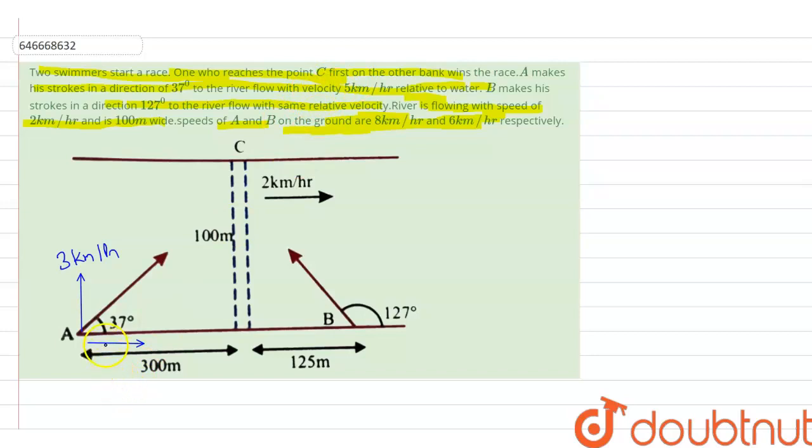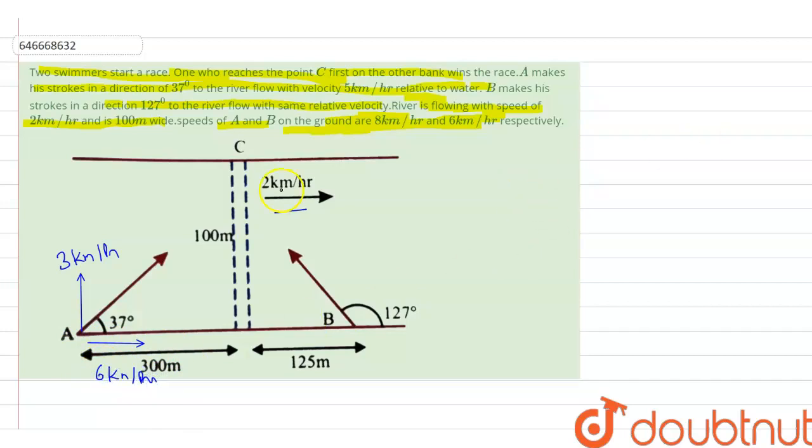So here 4 km per hour, but since the river is also moving in this direction, the river will also add its velocity to the horizontal component of A. So here the velocity will be 6 km per hour.